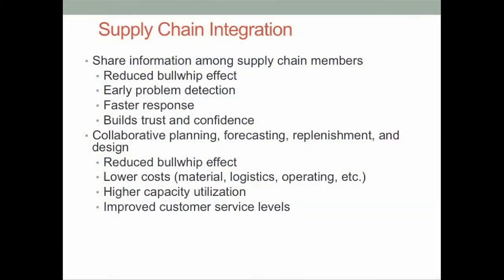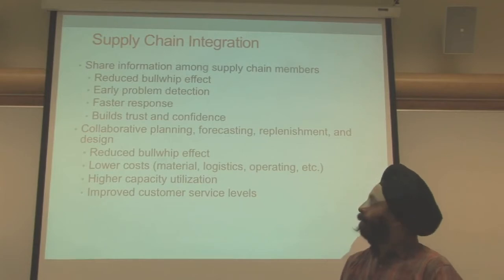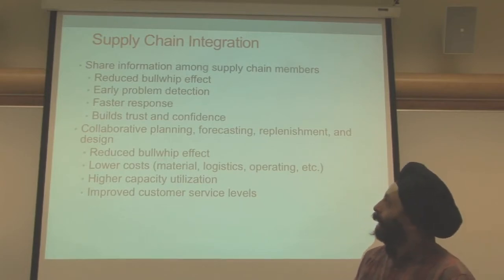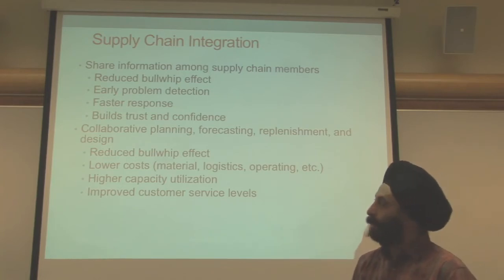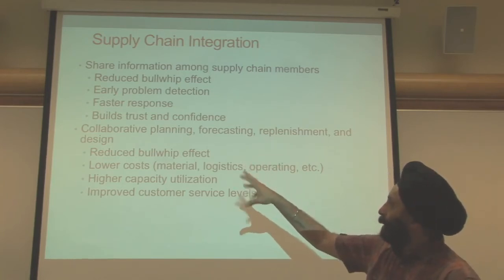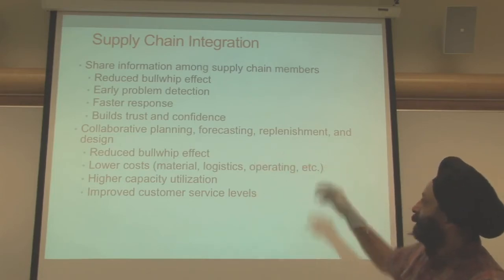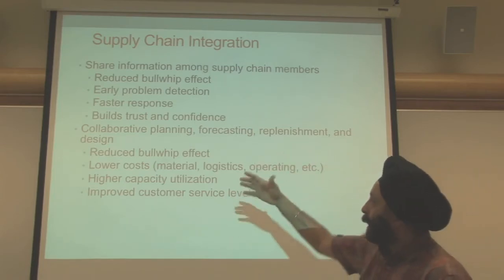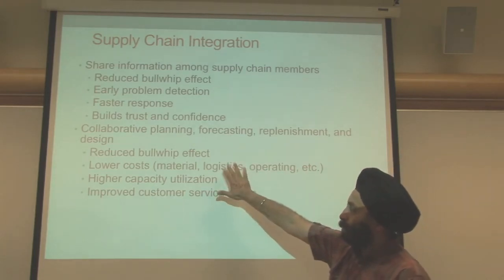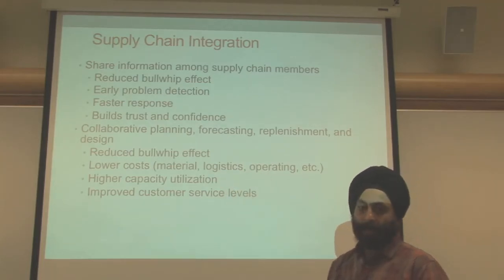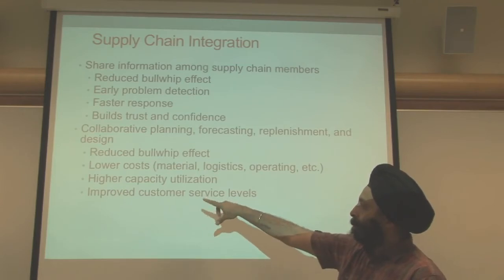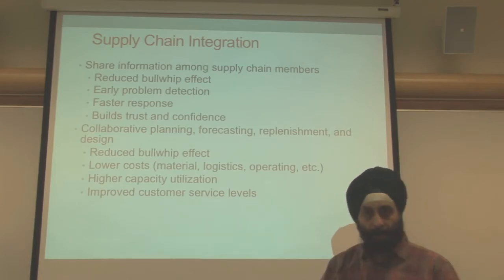Now in terms of supply chain integration, you're looking at shared information among supply chain members. It does allow you to reduce the bullwhip effect, early problem detection, and faster response, so that you end up building trust and confidence. Those are the things that we identified earlier. One of the things that can be done is collaborative planning, forecasting, replenishment, and design, which again goes a long way to reduce the bullwhip effect. It lowers the cost of various supply chain entities, with higher capacity utilization and improved customer service level.